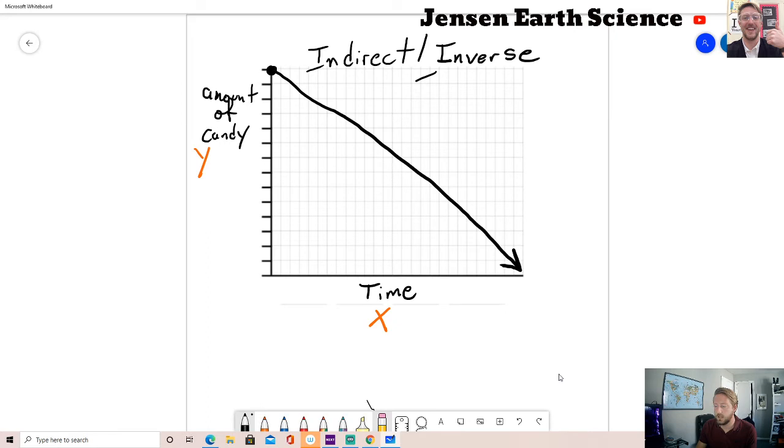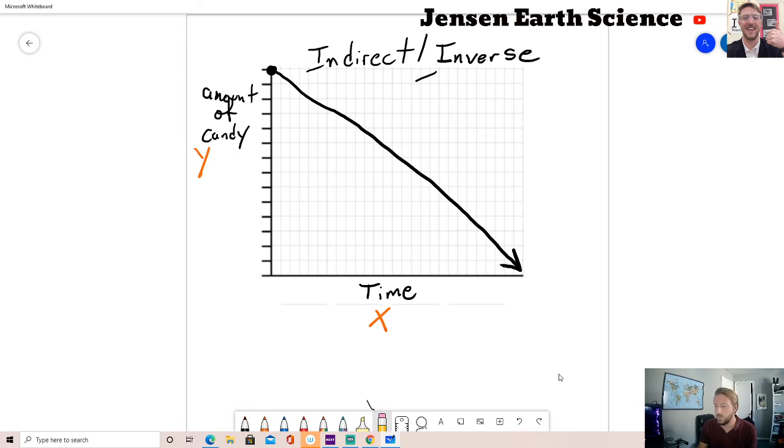So as x increases, y is actually decreasing instead. As time goes by, you're eating candy for 1 hour, you're eating candy for 2 hours, you're eating candy for 3 hours. Maybe you're feeling sick, because eating candy for 3 hours doesn't sound like a good idea. But as time increases, the amount of candy that you have will decrease. So we call that an indirect or inverse relationship on a graph.